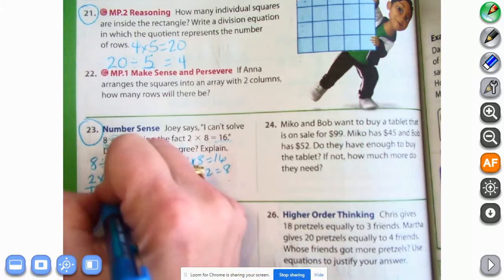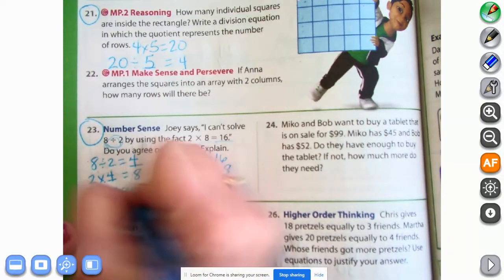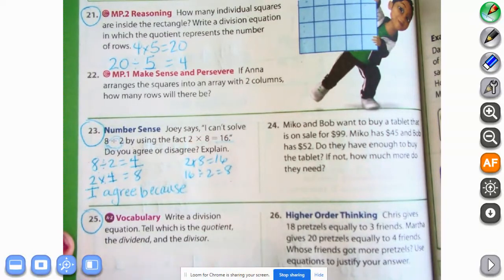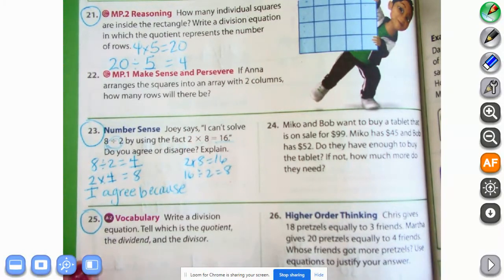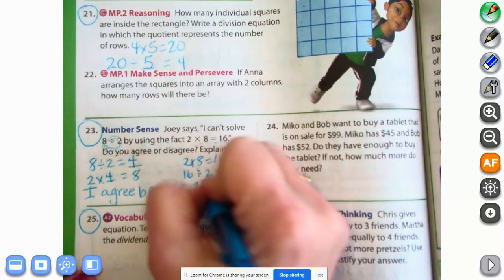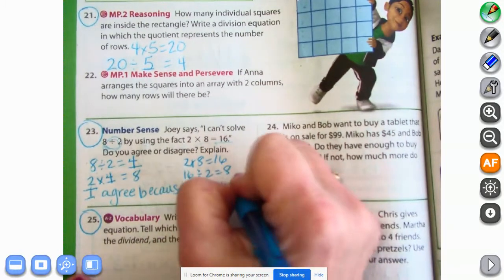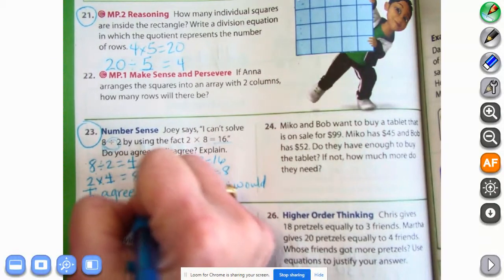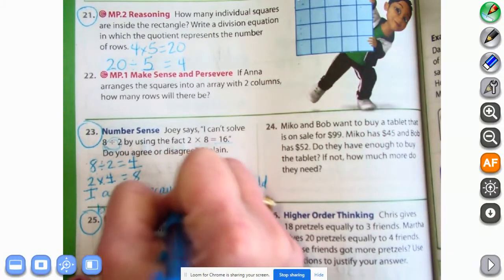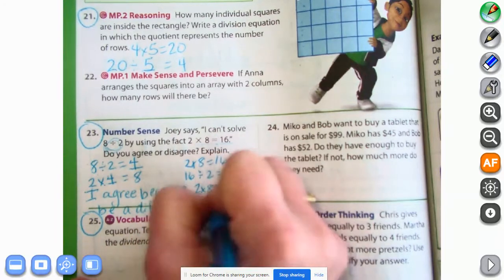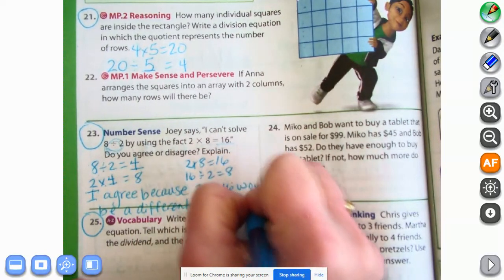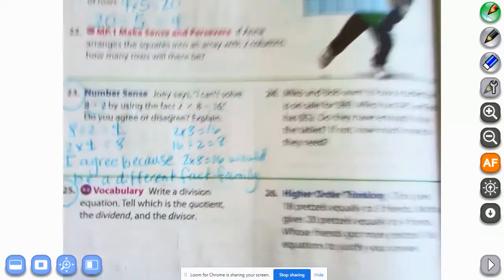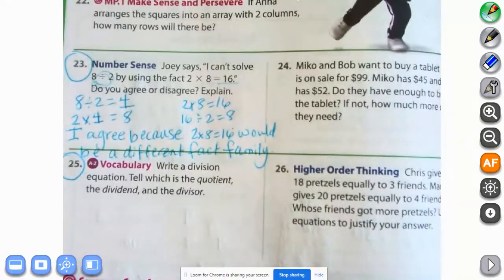I agree. Because, now we can't just say I agree. We have to explain ourselves. So I agree because 2 times 8 equals 16 would be a different fact family. Okay, I'll let you guys get that written down. That would be a different fact family.